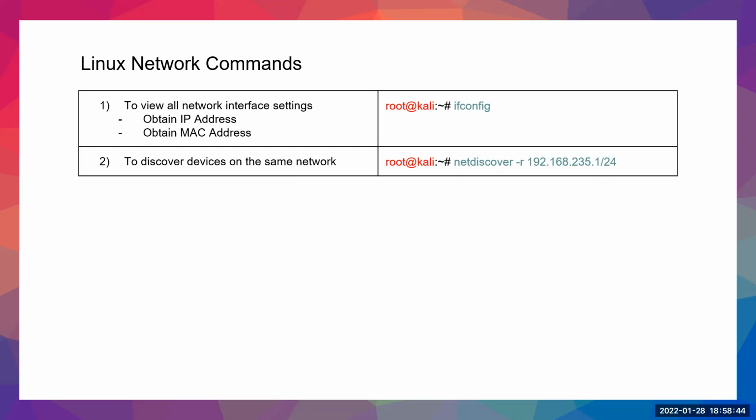And then the second command is to help us discover devices on the same network. So you just type in netdiscover space -r space and then your IP address, which is obtained from the ifconfig. The IP address can be seen from the value after the inet after running the ifconfig command. It should be the second line that was returned.